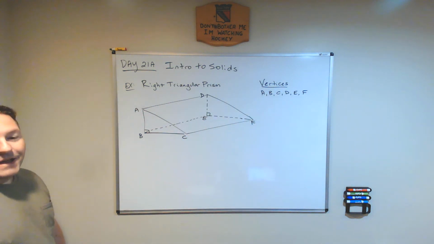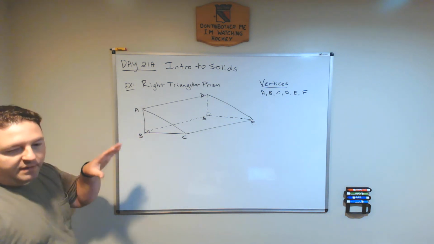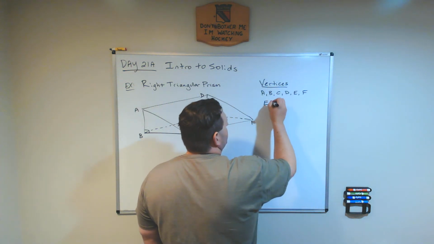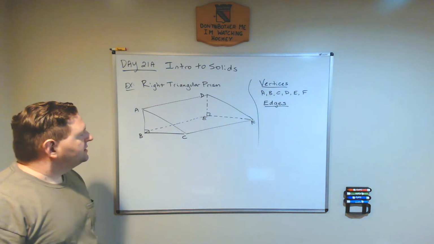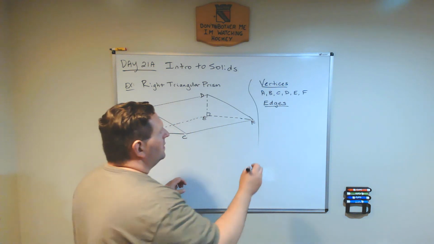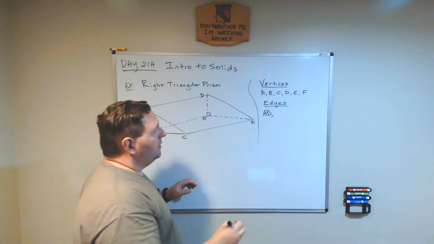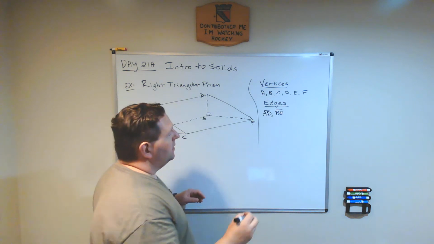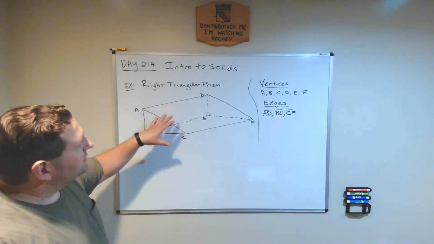And then you have the edges. An edge is any line segment that appears in this figure. Those are edges, so we're going to list those. I'm just going to go AD, BE, CF. Those are the three that connect the two triangles.